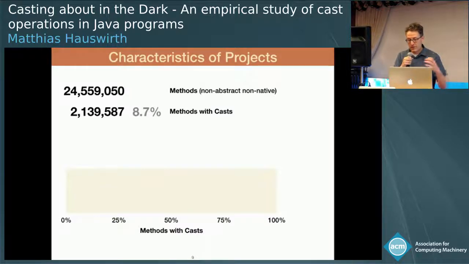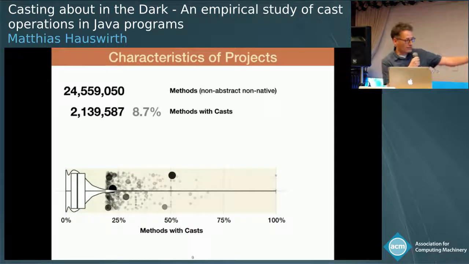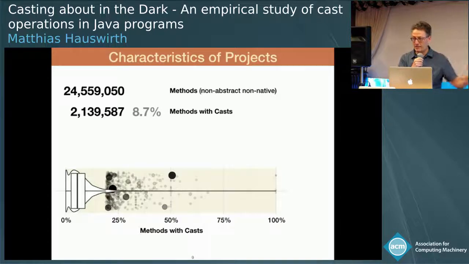Now, the question is, how does that differ across projects? We have seen that sometimes projects are tiny and maybe they're not really representative. So we looked at, for each project, what is the fraction of methods containing casts. We plotted those projects on this distribution here. You see a box and violin plot that summarizes the bulk of the data. The circles are projects, and they're only shown for the outliers to the right.